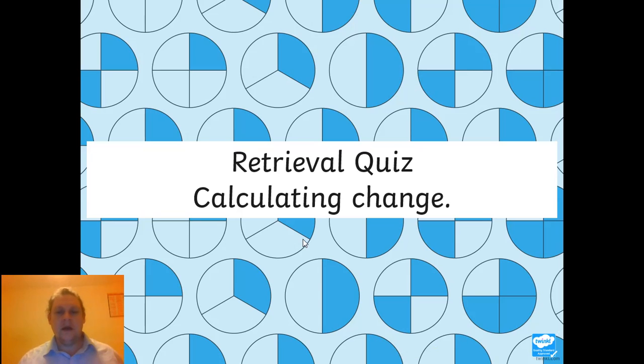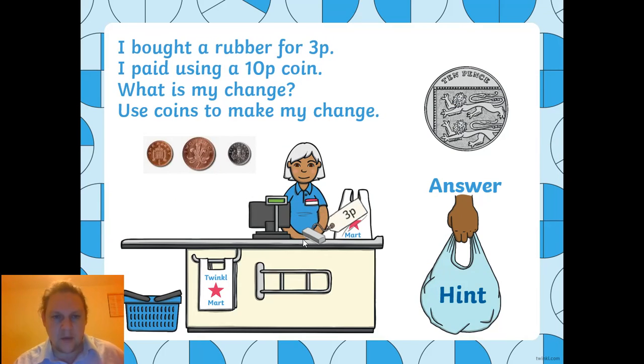All right, now we're on to our retrieval quiz. I'll have to move a bit quick because I think I'm going to run out of time here. Okay, I bought a rubber for 3p. I paid using a 10p coin. What is my change? Okay, so remember this work that we were doing from earlier, a few weeks ago.